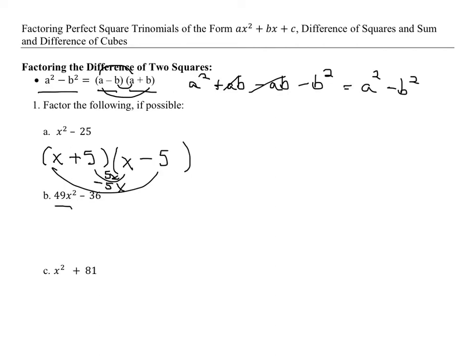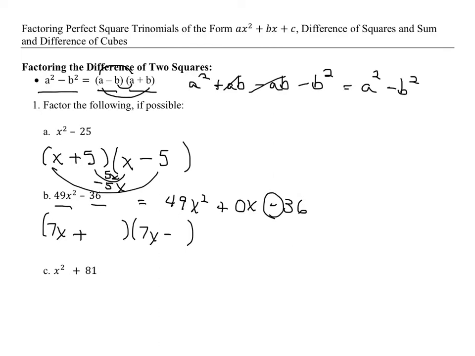So 49 is a perfect square, and so is 36. So 49x squared would be 7x, 7x. I have a minus, so the signs are different. See, the same rules apply here. I could think of this as 49x squared plus 0x minus 36. I have different signs for this negative. Cool, so these guys are going to be different. 36 breaks down into 6 times 6, so if I do the cradle again, I'll get 0 in the middle, just like it wants to do.